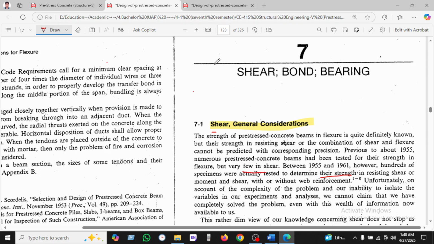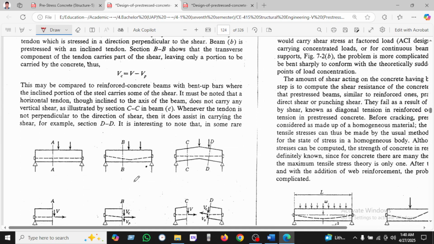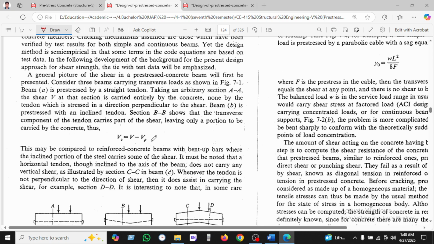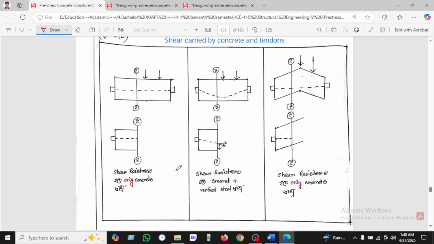Let's see here. We can see some formulas given, Vc equal to Vb plus Vp. So we can see here the shear carried by the concrete beam. We can see the first diagram: the beam with straight tendon. The tendon is straight, and the shear is going downward. The shear resistance is only by concrete.